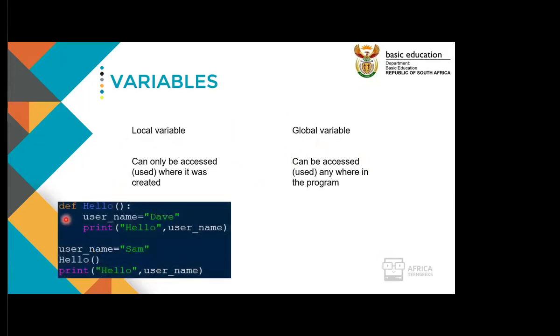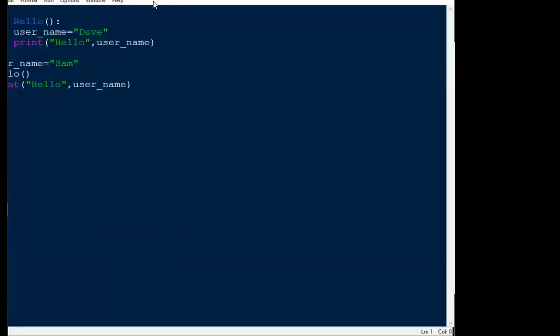if I have a definition, hello, where username is equal to Dave, then print hello username. Then I have username is equal to Sam, then call hello, and then print hello username. If we look at this code, I'm just going to open it up quickly. There we are. So you can actually see which line numbers I'm talking about.